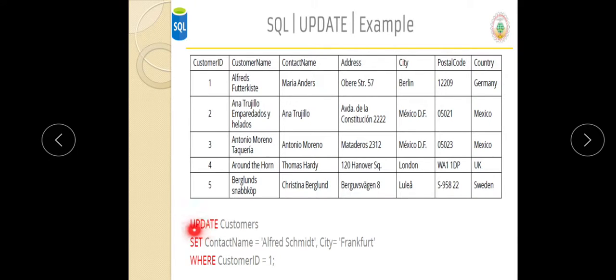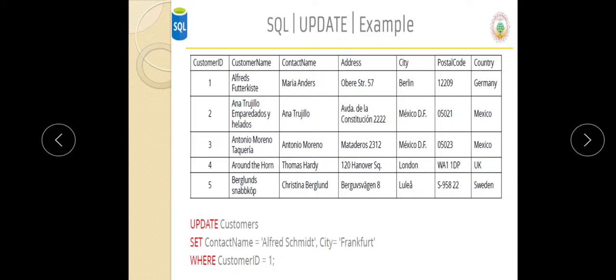UPDATE is the keyword, and customers is the table name. SET specifies which column we would like to update, and that must be written here. Set contact name. Sorry, we are updating the contact name. SET contact name equal to Alfred Smith, comma, city. We are also updating the city. So we are updating contact name as well as city. Contact name is Alfred Smith and city is Frankfurt.